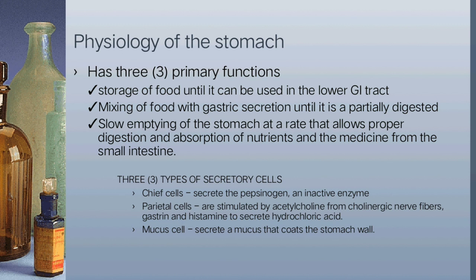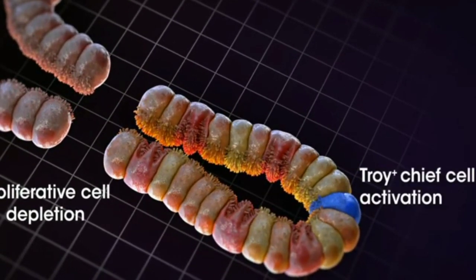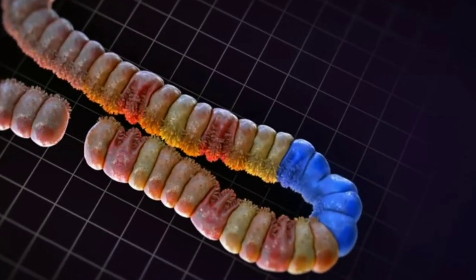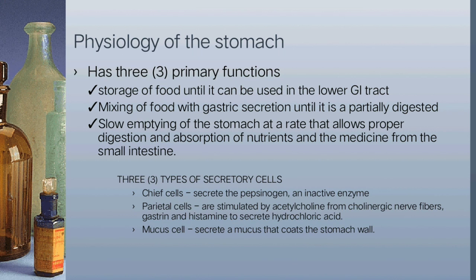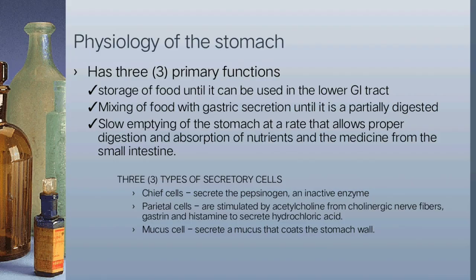In the secretory cells, there are three types: the chief cells, the parietal cells, and the mucus cells. So what are the chief cells? Chief cells are the other type of exocrine secretory cells in the stomach. They secrete digestive enzymes that cleave the proteins in the meals into smaller pieces. We have here the parietal cells. Parietal cells are stimulated by acetylcholine from the cholinergic nerve fibers, gastrin, and histamine to secrete hydrochloric acid.